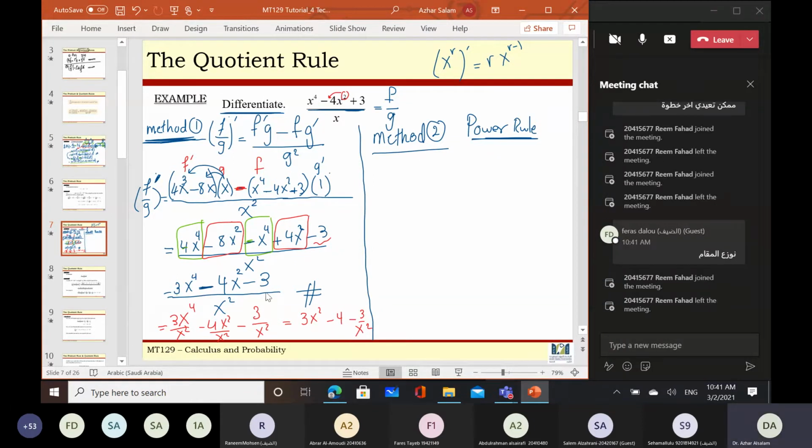واضحه؟ ايوه، نوزع المقام. It will be the same thing that I will be using here. I will rewrite the function. Rewrite f of x هنا x to the power 4 divided by x minus 4x square. لاحظوا ان هذا نفس البسط، x to the power 4 minus 4x square plus 3. Okay, I will divide all terms by x. هنا فقط اللي عملته I rewrite the function.